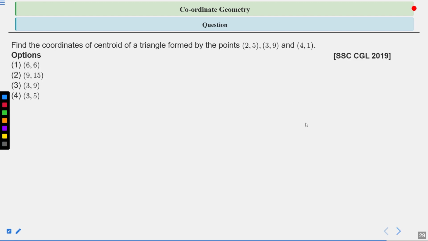Find the coordinates of the centroid of a triangle formed by the points 2, 5, 3, 9 and 4, 1. This question was asked in the SSC CGL 2019 exam. There are four options. First one is 6, 6, second is 9, 15, third one is 3, 9 and fourth one is 3, 5. Now you have 10 seconds to solve this question. Your time starts now. Now time's up. Let's see the solution of this question.